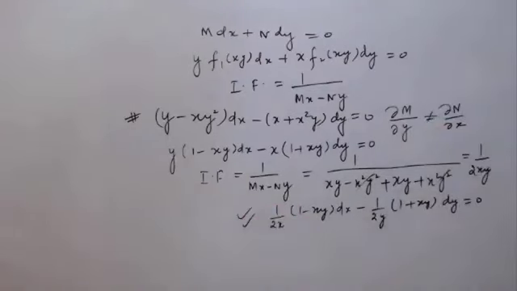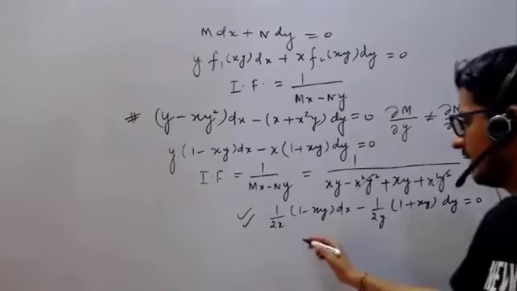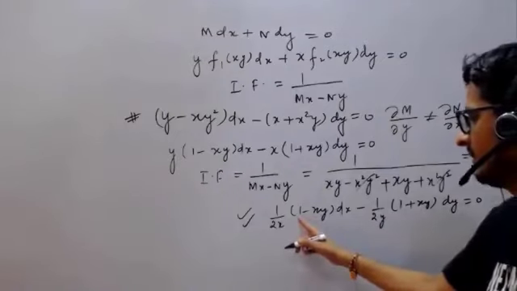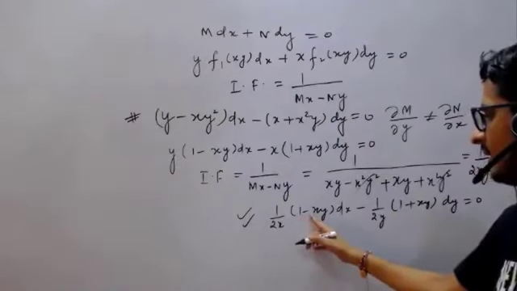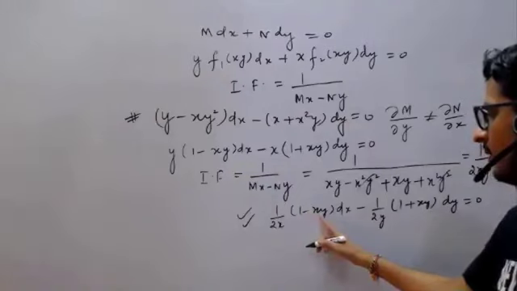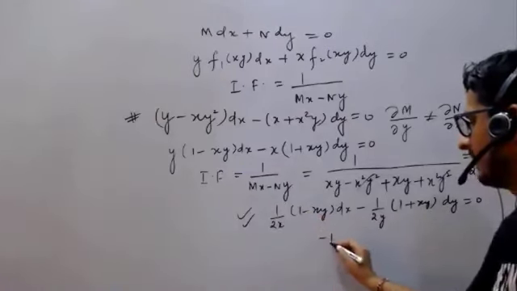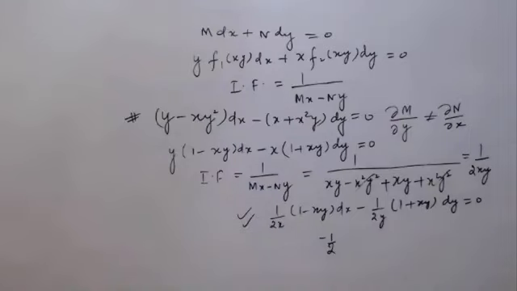Now check with this. So this is your new M and new N. Check del M by del y. First term will be 0. Second term is minus y by 2. So what will you get? Minus 1 by 2. Correct? Yes, sir. And on this side, what am I going to get? This will be 0 and this will be minus 1 by 2. So now it is exact.